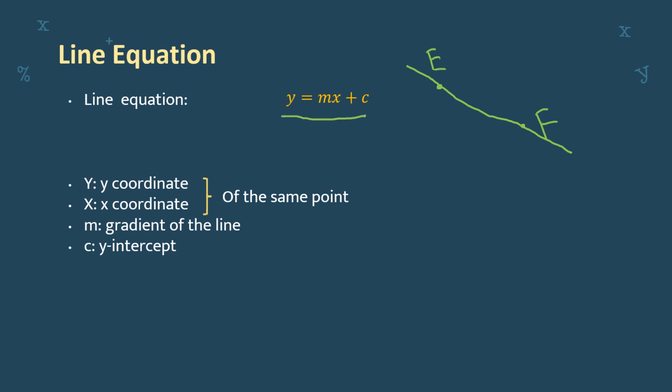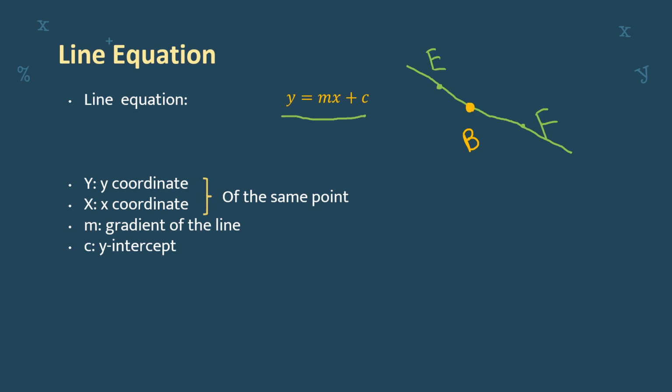The cool thing about this line equation is that any point on this line, let's say we have this orange point here and we call it B. With the line equation, we are able to find the coordinates of point B. And we can only do that if we know the following. So the line equation y equals mx plus c, where y and x represent the y and x coordinates, and they have to be at the same point.